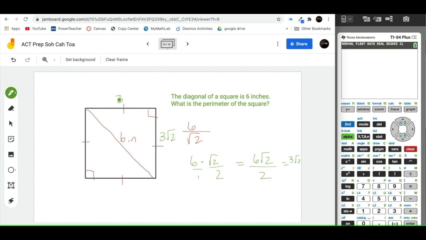But they're all the same, and the question asks us to find the perimeter. I didn't really read it all the way through. I found the side length, so make sure you read the question to find the perimeter. Adding 3 square roots of 2 four different times, you just add them all up. You have 3, 6, 9, 12 total square roots of 2. So 12 square roots of 2 inches is our exact perimeter in that case.